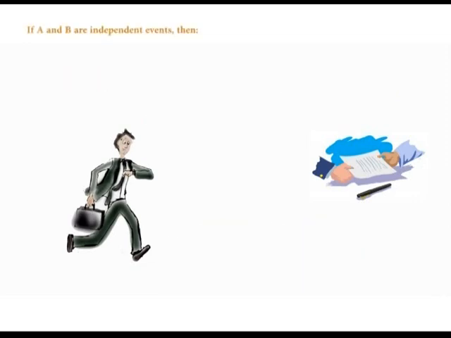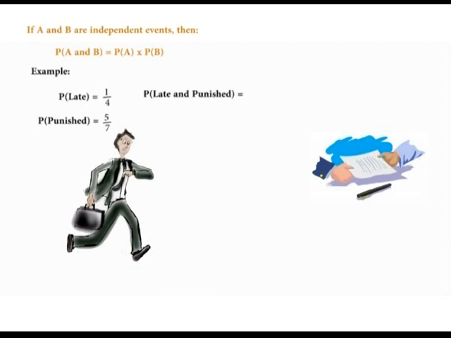If A and B are independent events, then the probability of A and B is equal to the probability of A times the probability of B. For instance, if the probability of being late is equal to 1 over 4 and the probability of being punished when late is 5 over 7, then we can calculate the probability of these independent events. So the probability of being late and being punished is equal to the probability of being late times the probability of being punished. That is 1 over 4 times 5 over 7. And that gives us 5 over 28.